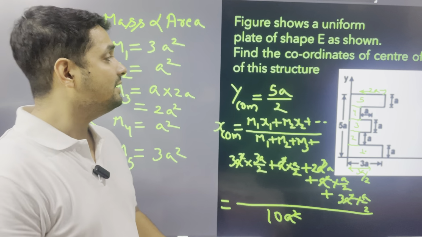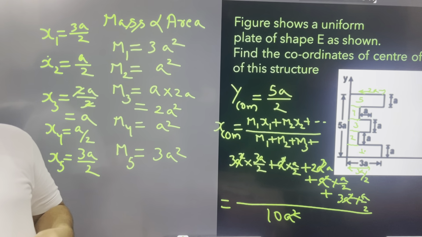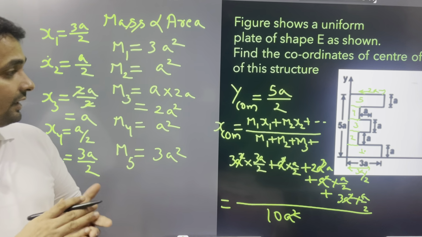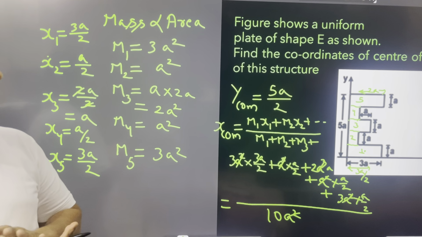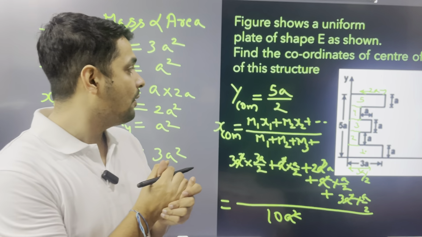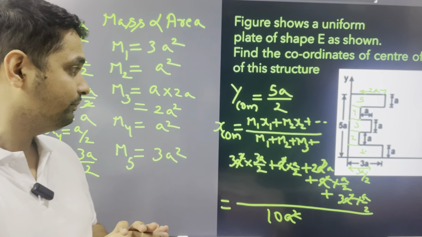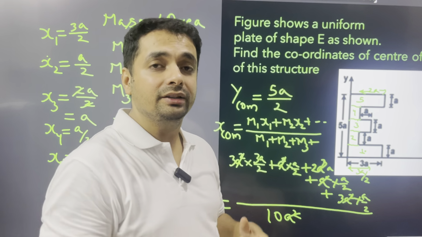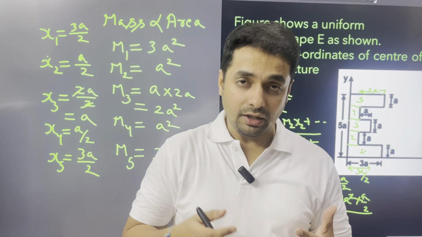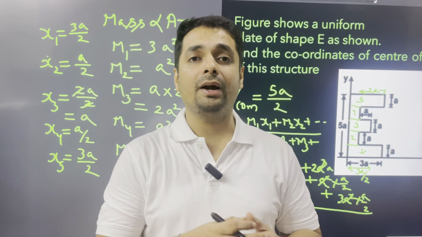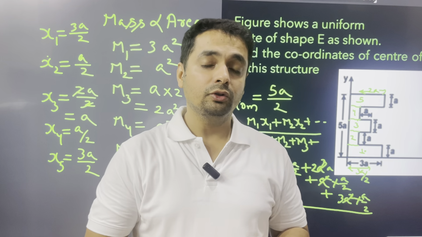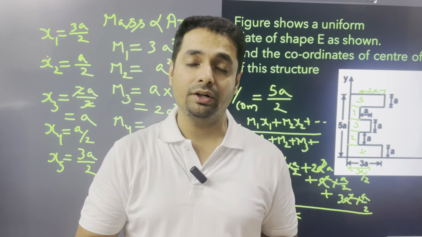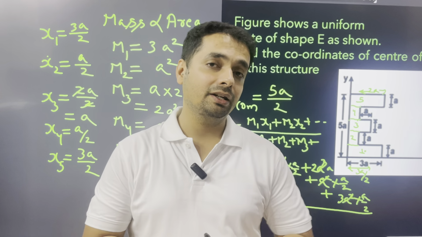So like this you will get the final answer for x center of mass as well as y center of mass. Already we found it to be 5a by 2. So in this way we can find the center of mass position in the case of discrete particle systems. For continuous bodies, we will discuss in the next class.